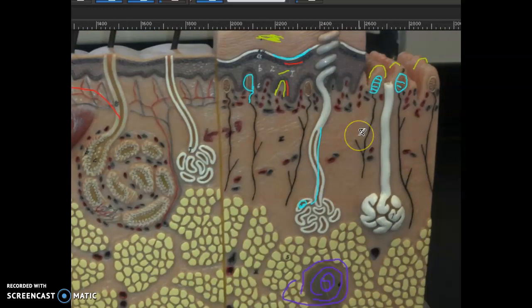So that is our green model. I will talk about the other model in our second video.